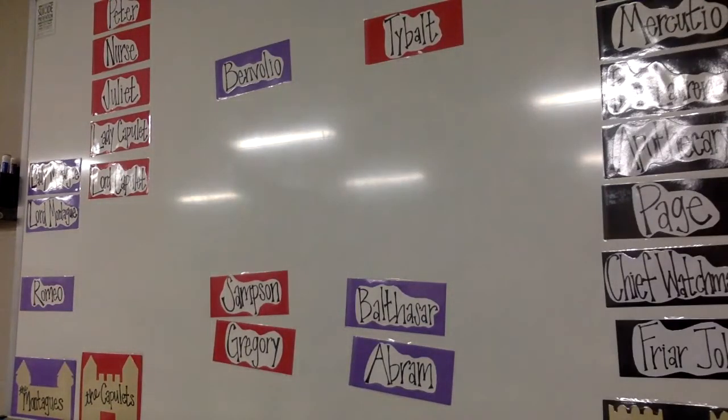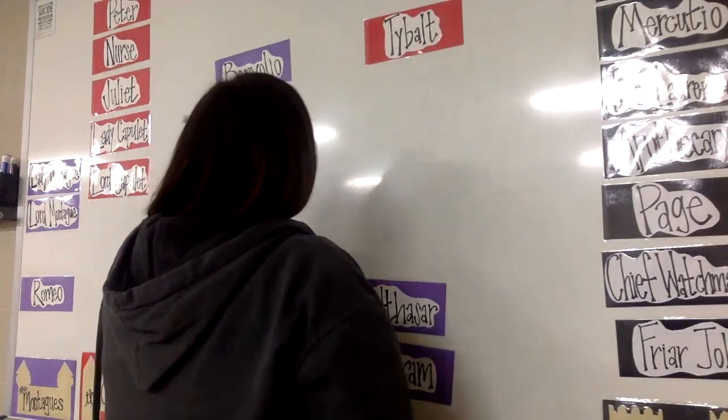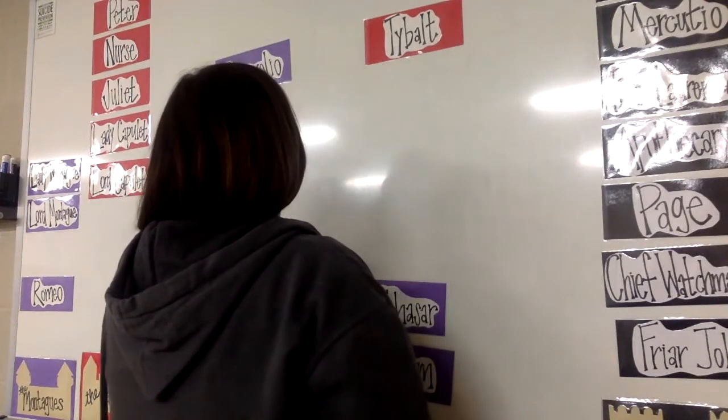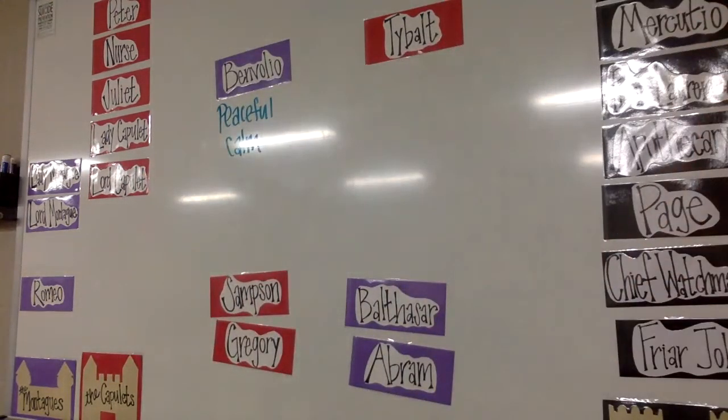So Benvolio's first line is, part fools, put up your swords, you know not what you do. What kind of person could we assume that Benvolio is going to be based on that? Peaceful, definitely. Right? He's always just trying to keep everybody chill.